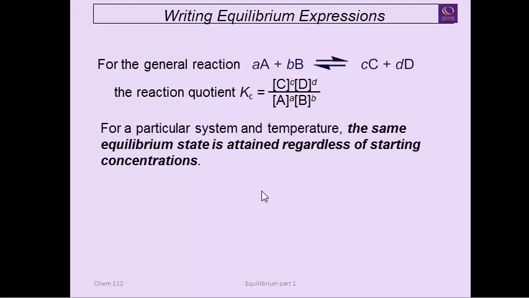So for a particular system, whatever A and B are and whatever the reaction is, at a given temperature, the same equilibrium state is attained regardless of the starting concentration. So this is a real cool thing about how this works. No matter what the starting concentrations are, they'll finally settle into equilibrium. You divide the products by reactants, you'll always get the same number at the same temperature. It's kind of a cool phenomenon.